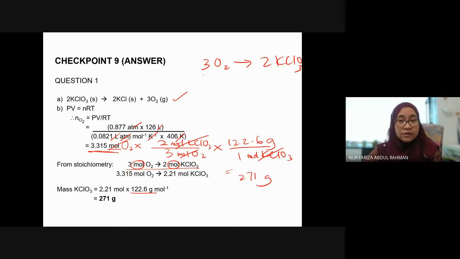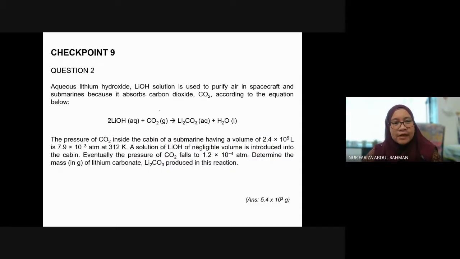Are you referring to gram? Are you referring to liter? Or you are referring to mole? So please specify there. Alright? Conventional method, those who use the conventional method, please take note of this. We are back to calculation. Okay, checkpoint 9 question 2.